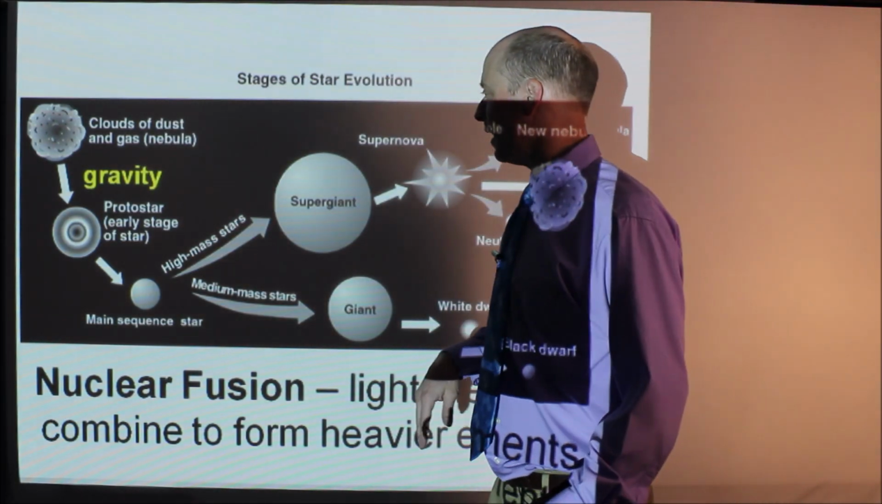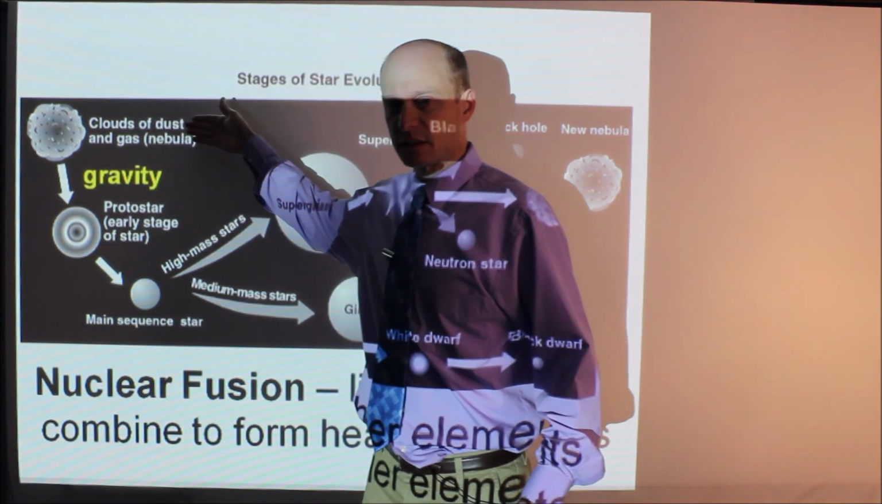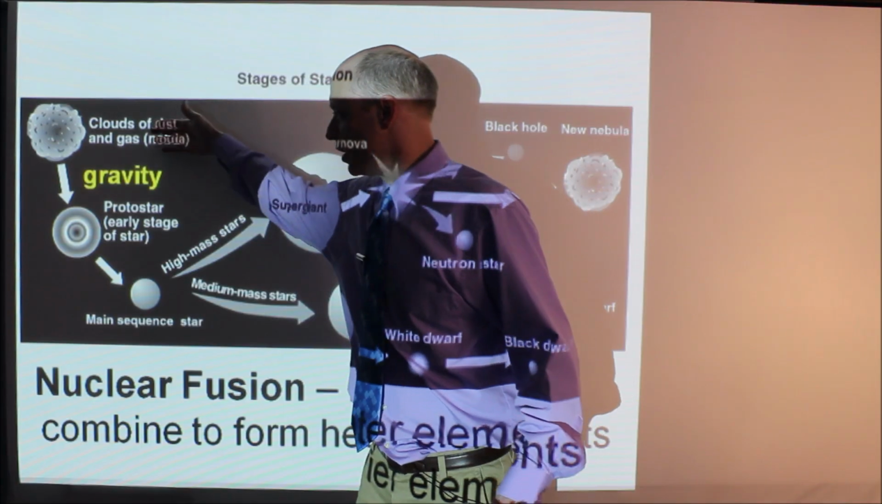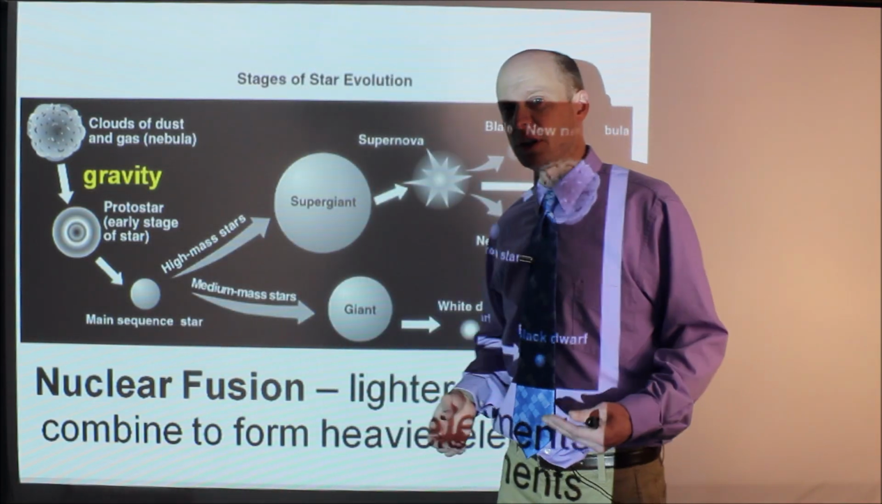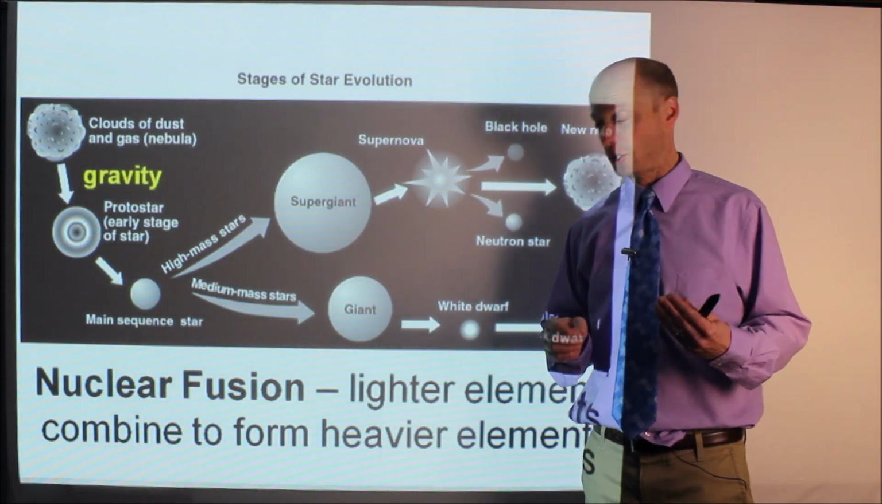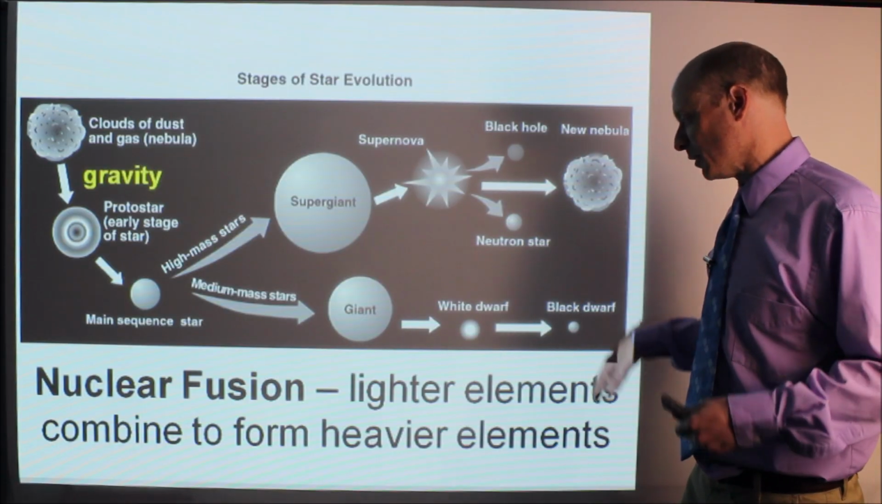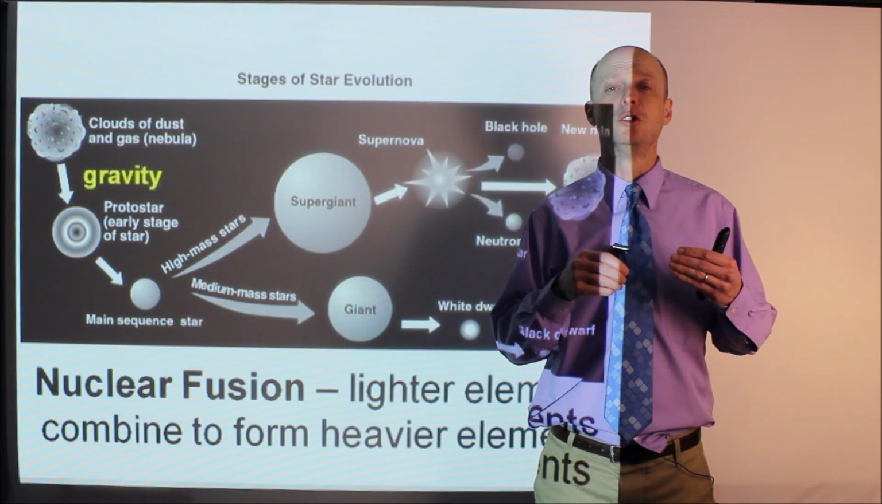Stars start off as clouds of gas and dust. Gravity pulls them together, and then for them to be a star and give off all the energy, what causes that is nuclear fusion. You have to know that nuclear fusion. It's when lighter elements combine to form heavier elements. Different than nuclear fission.